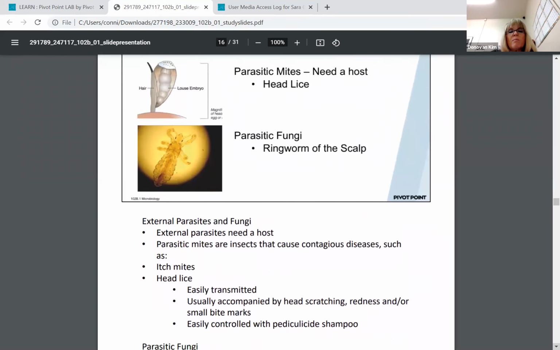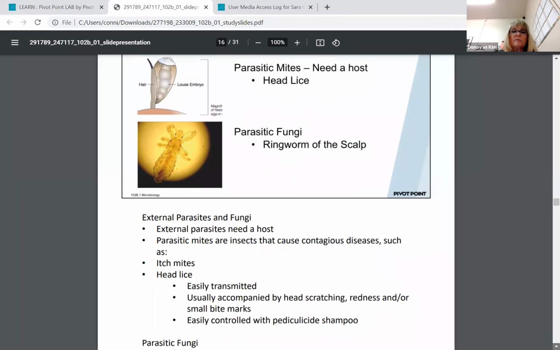These are things like itch mites, known as scabies, and head lice, which is pediculosis capitis, very easily transmitted, usually accompanied by a little rash or itchiness. And you can control these with certain types of shampoo, but it doesn't do you much good to use the shampoo or the creams for the itch mites or scabies if you don't clean your sheets and your bedding and things like that, because they're still gonna be there.